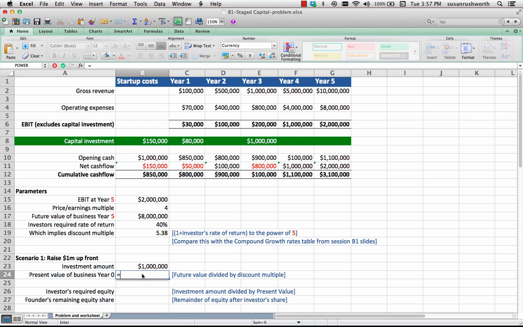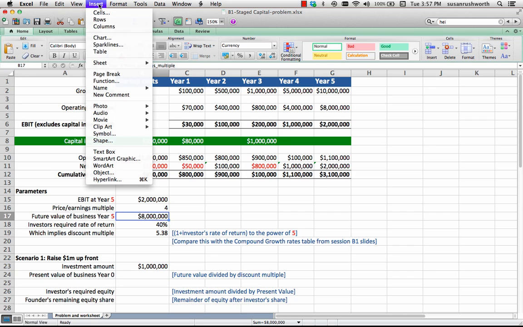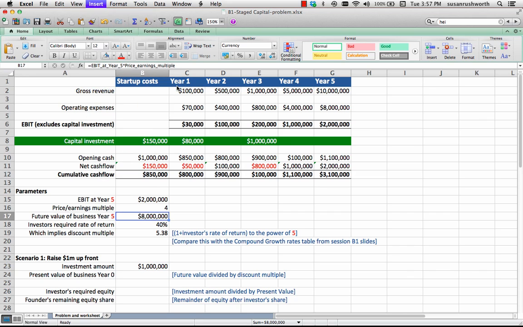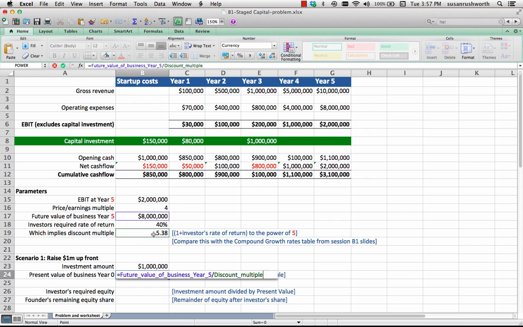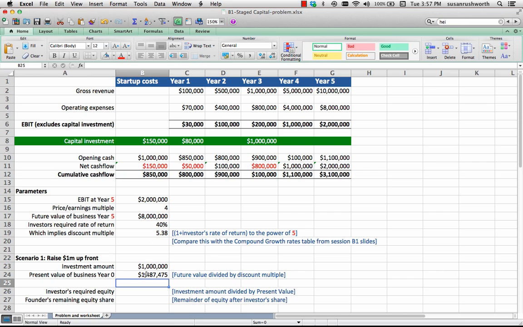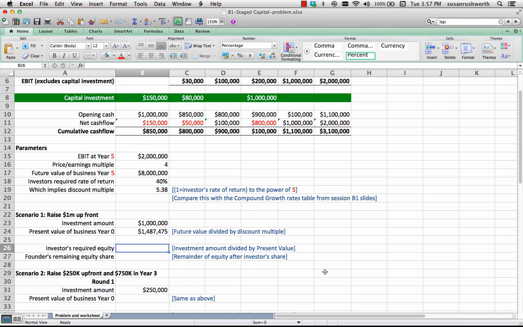So all we do is simply say it's the future value of the business. Pardon me, I'm going to name that one as well. Back again. It's the future value of the business divided by this discount multiple. So that gives you a present value of the business in today's dollars of just under $1.5 million.